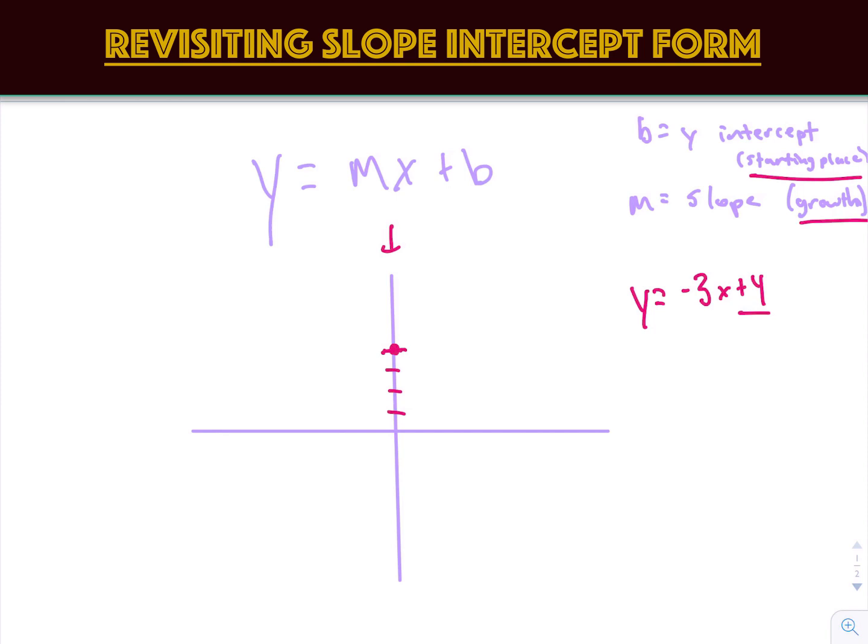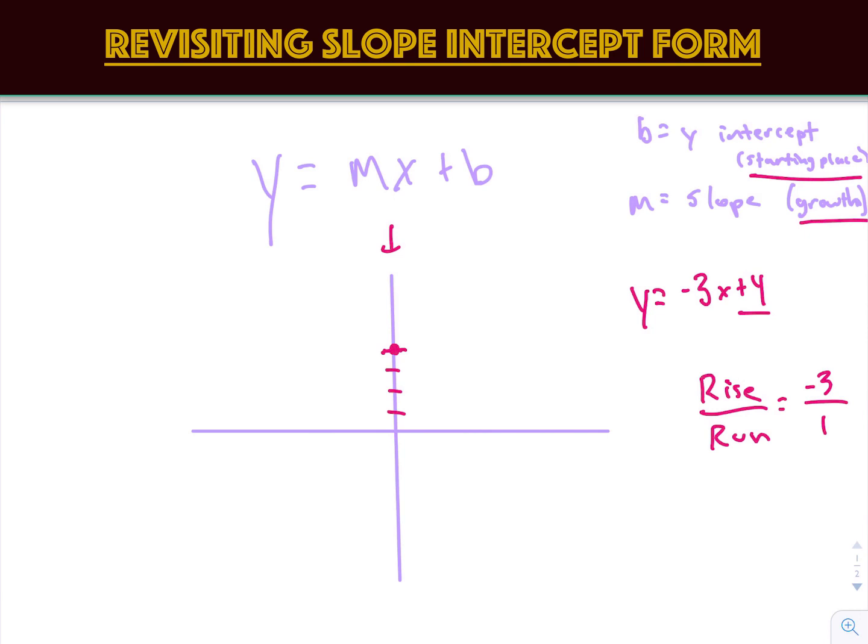My slope, my growth, is actually negative, so my line needs to be negative. And we talked about with slope to think about rise over run. We said that all slopes can be shown in fraction form. So even if it doesn't show us a fraction, it still is a fraction, right? It's negative 3 over 1.